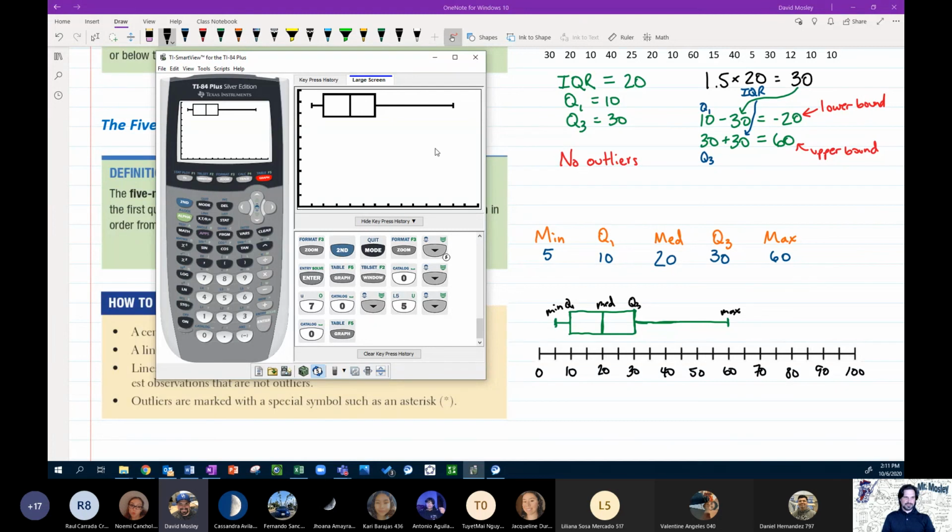And it looks exactly like the one we made. It's just high up on the screen. And if I go to trace, it will go through the 5-number summary from left to right on the box plot. We have 5, then 10, 20, 30, and 60. So basically everything we've done, we can get on our calculator relatively quickly, which is excellent because that means we can check our own work and our own accuracy as we learn these things. Okay, any questions on the calculator?